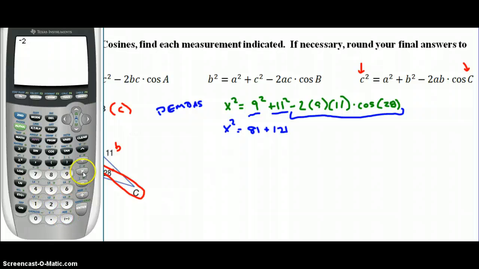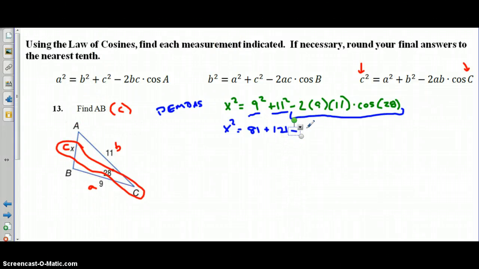Negative 2 times 9 times 11 times the cosine of 28. And that is equivalent to negative 174.8236. Because this is not our final answer, we're going to round to 4 decimal places. So including that in our work, we have minus 174.8236.